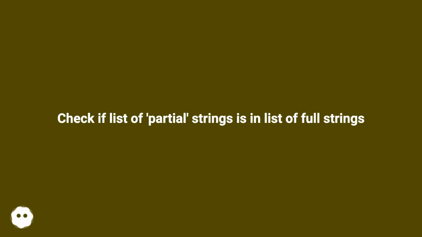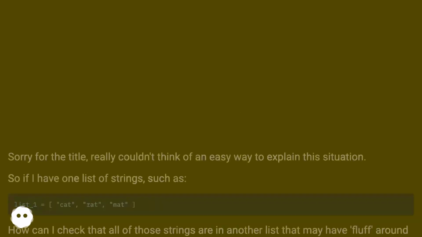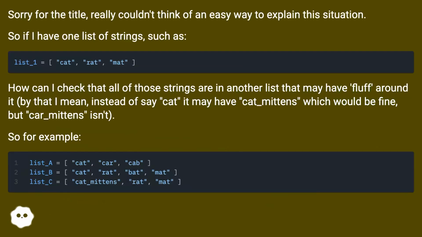Check if list of partial strings is in list of full strings. Sorry for the title, I really couldn't think of an easy way to explain this situation. So if I have one list of strings, how can I check that all of those strings are in another list that may have fluff around it?